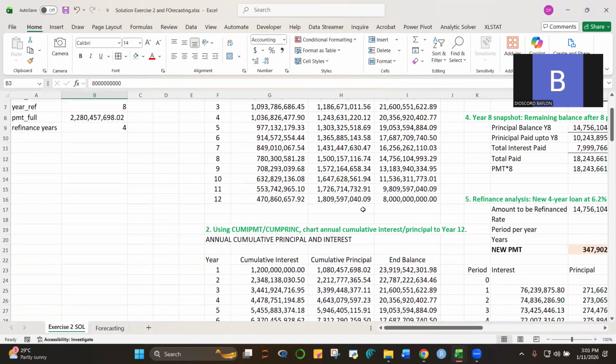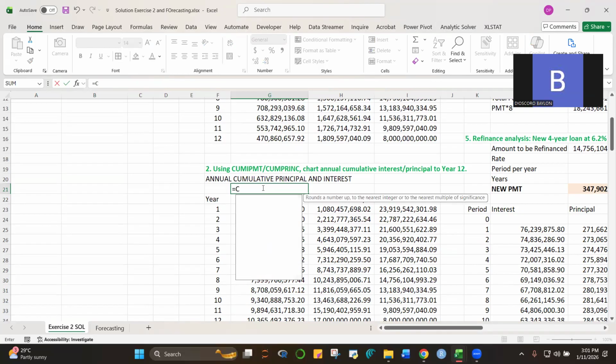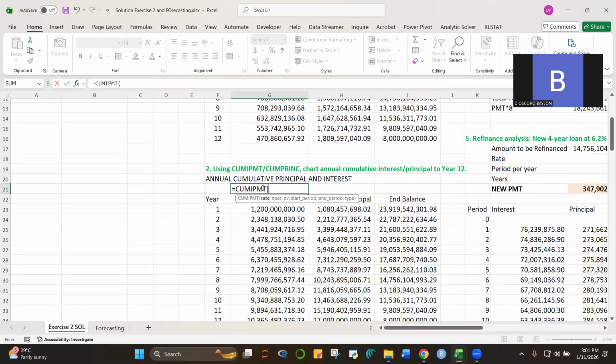Now, to get the cumulative interest payment and cumulative principal payment, we cannot use the function which we were using before, the cumulative interest payment. Why can't we use this? Because this function assumes that the loan, the present value, will be paid fully up to 12 years. There's no provision here for an FV for the balloon payment. So we can't use the cumulative interest payment function or the cumulative principal payment function.